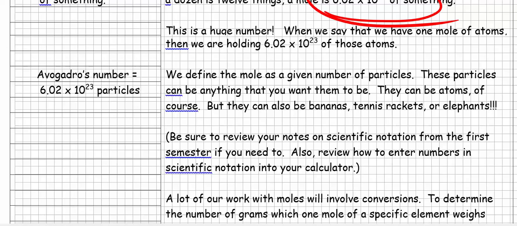So for example, if you had a mole of bananas or a mole of tennis rackets or a mole of elephants, well, gee, that would fill up the surface of the earth many times over. They don't exist, right? There's not that many. So there's no point in talking about a mole of tennis rackets or bananas or elephants. We're usually going to be talking about atoms.